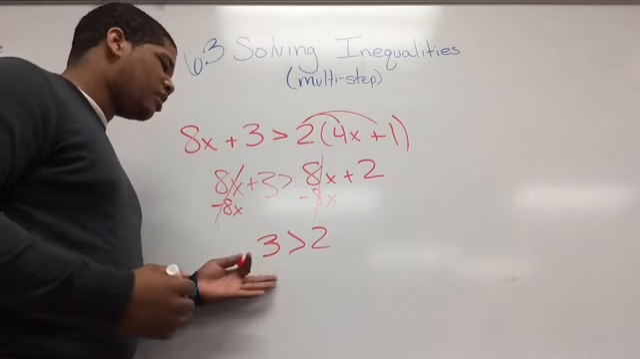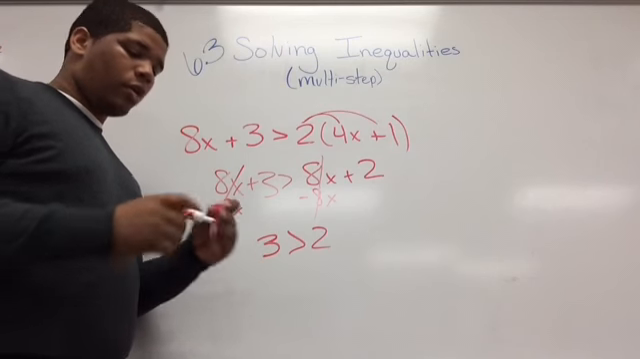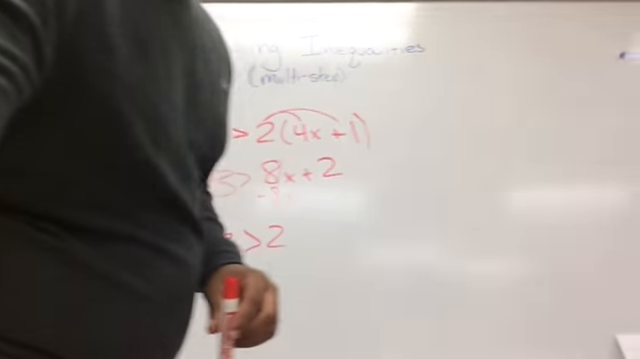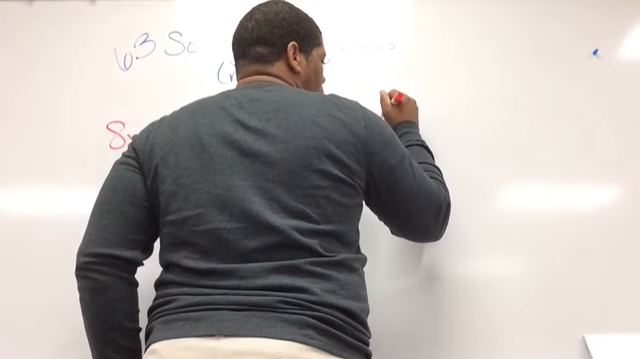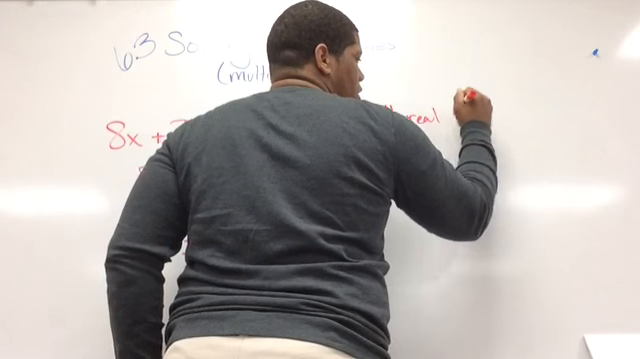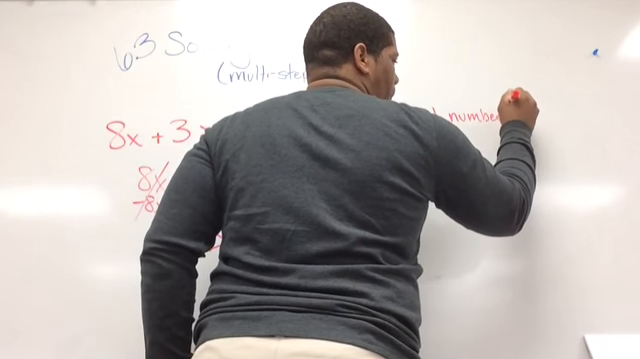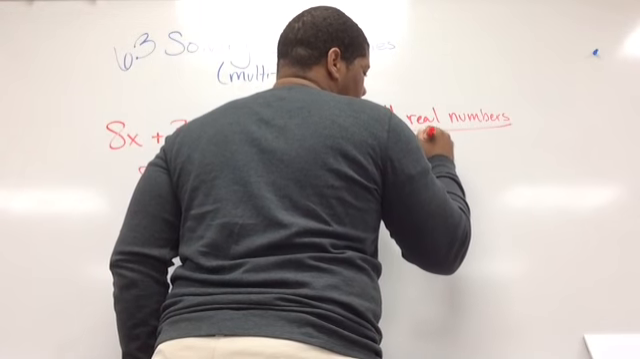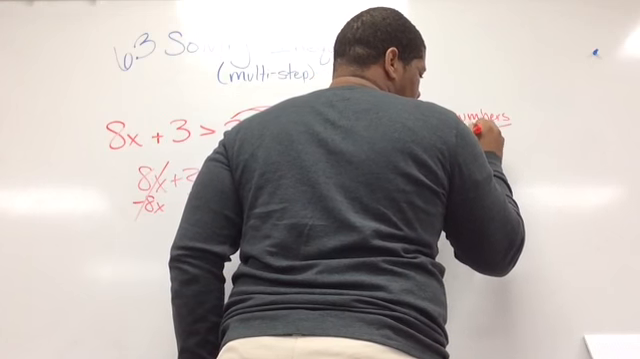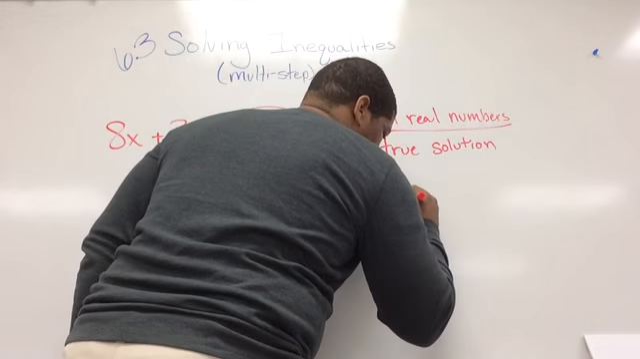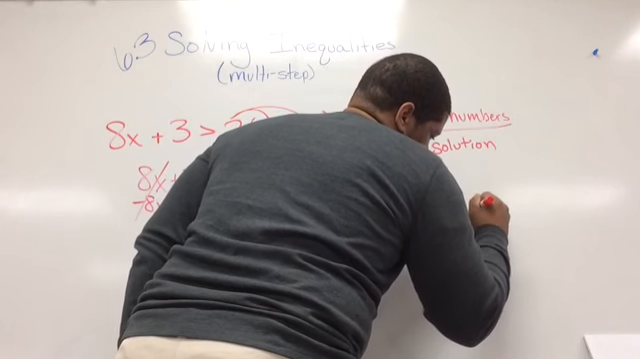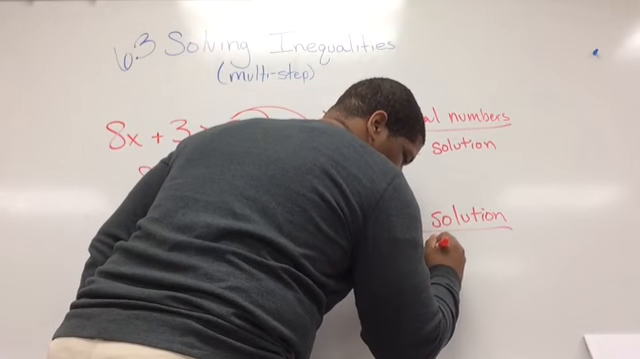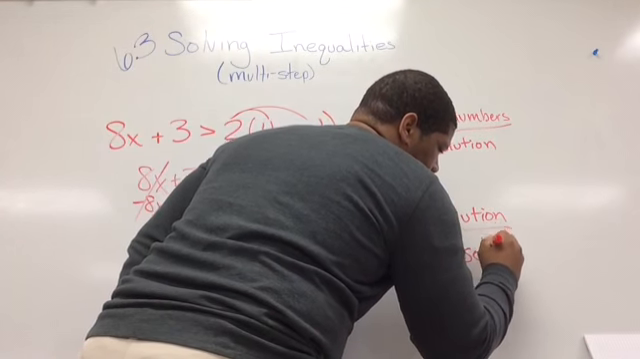And I know you're thinking, Mr. Chiser, how can we have an answer of 3 is greater than 2? Well, in this case, if you ever get down to here, you can have 2 possible answers. Your answers can either be all real numbers, which means that your solution that you got is a true solution, or you can have the answer no solution, which means that your answer over here was a false solution.